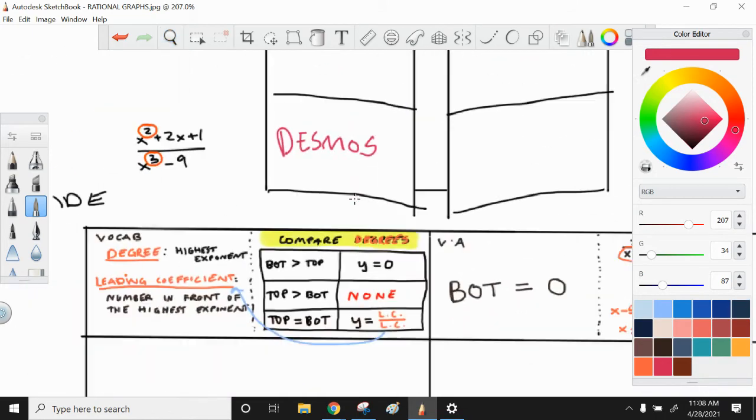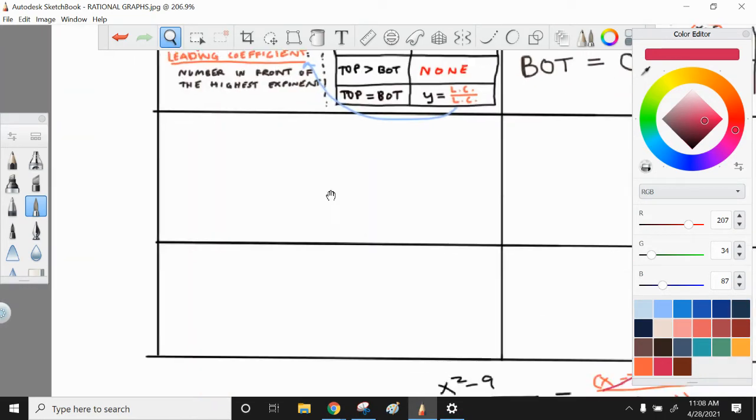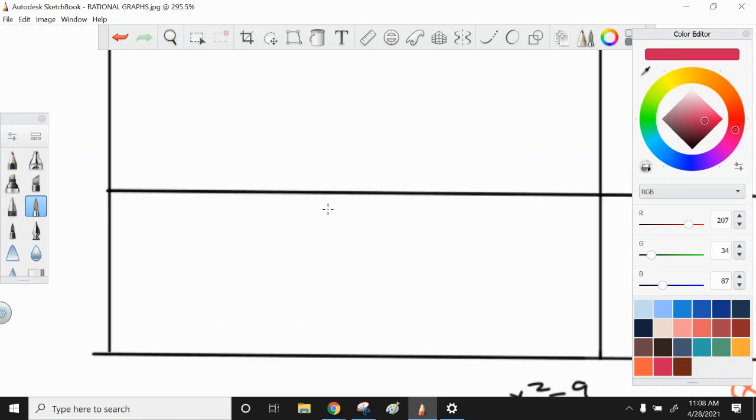And so on the inside of your little flip book here, Desmos will solve for you x-intercepts. Desmos will solve for you y-intercepts. Let me see, we've got our little fold here. And Desmos will also show you the general shape.